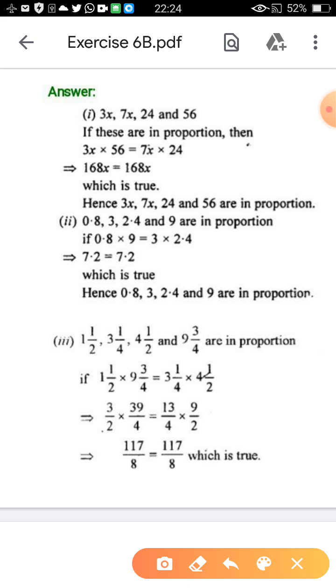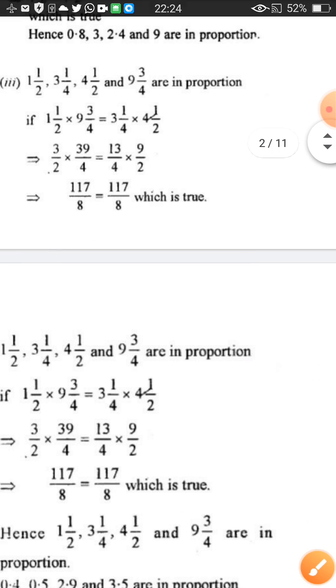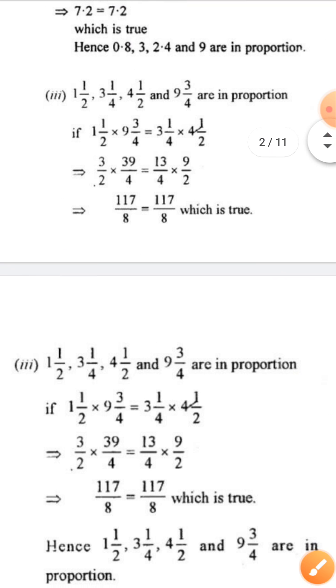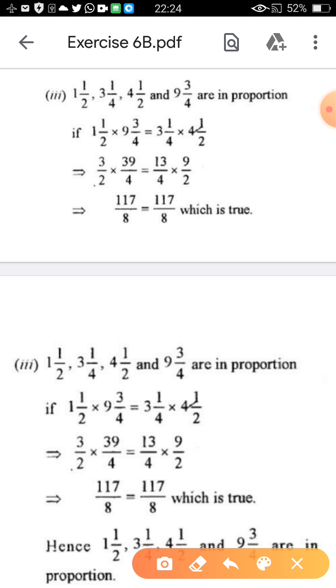So we got both the sides equal. 117 upon 8, 117 upon 8, which is true. So we can say that it is in proportion. So the given quantities are in proportion.